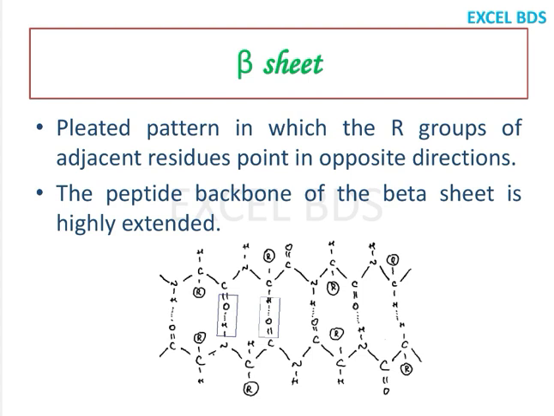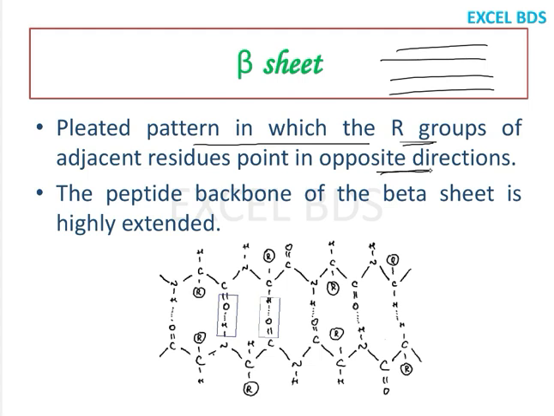Now coming to beta sheets, the name itself tells it is present in a sheet manner. It is a pleated pattern in which the R groups of the adjacent residues are opposite to each other. If you see in this figure, this is one chain. This is the same chain but in a different orientation. The backbone is again the peptide bond. We can appreciate the hydrogen bond stabilizing the structure and you can see the R groups. The pattern of adjacent groups is opposite: once inside and once outside, so the R groups are extended inwards or outwards.